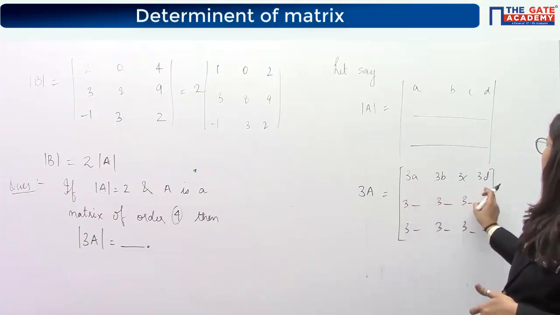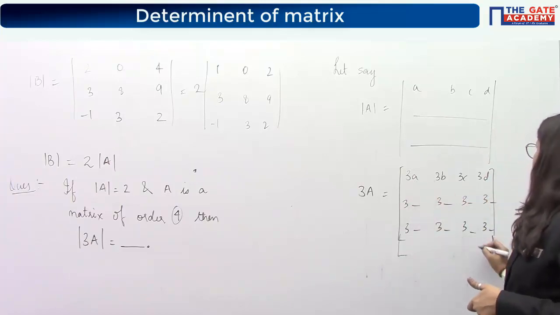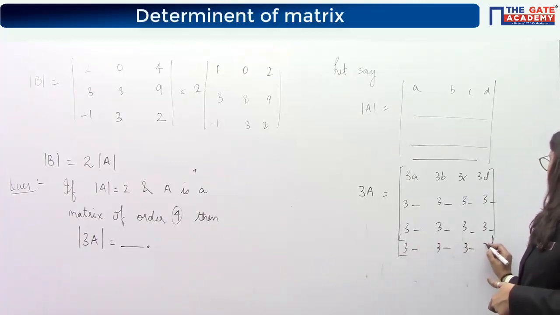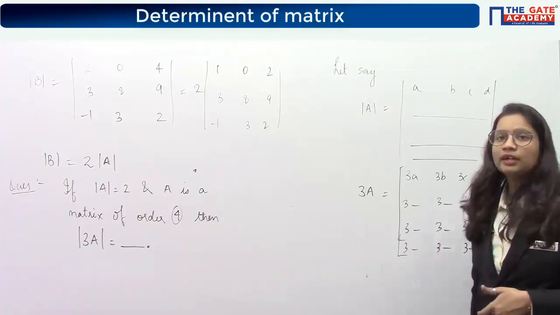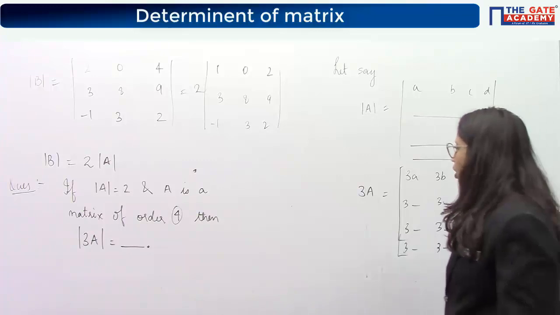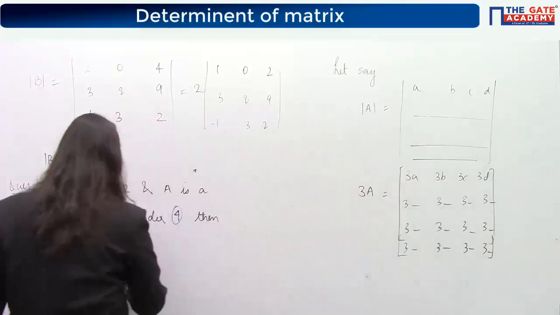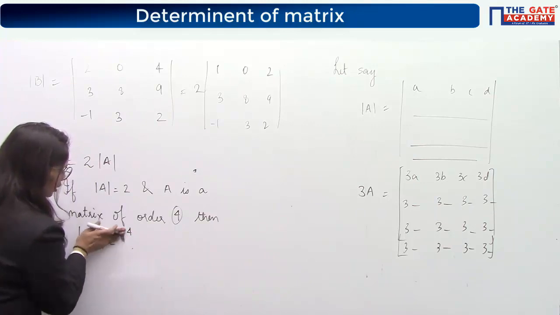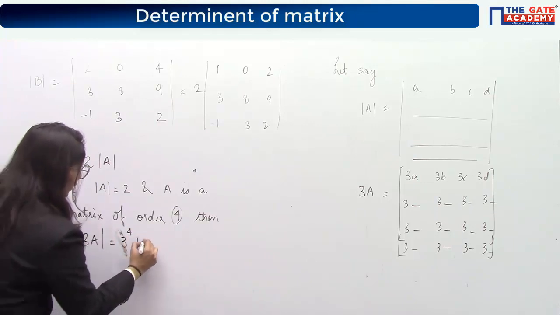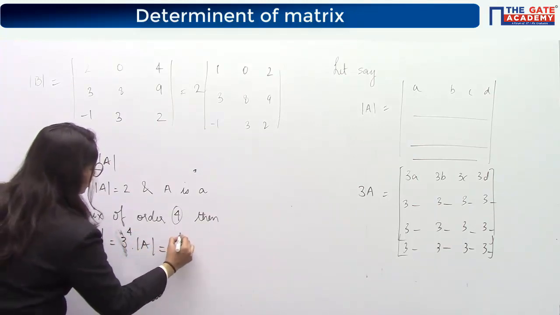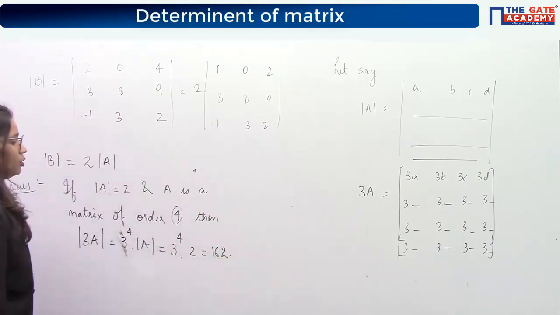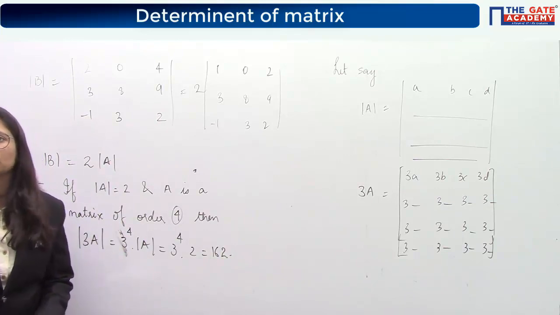You will take 3 as common from here. Okay, there will be a 4th row also. So 3 common from 1st row, 3 common from 2nd row, 3 common from 3rd row, similarly from 4th row. So what will this determinant value turn out to be? It will be 3 to the power 4 into the initial determinant value. That means 3 to the power 4 into 2, which will be 162. 162 is the final answer.